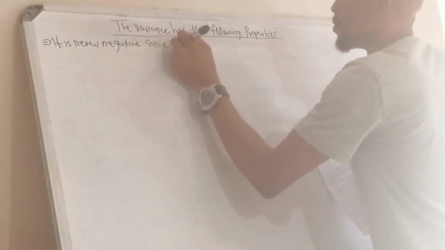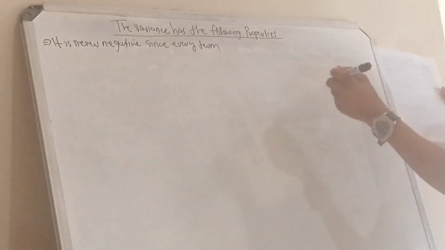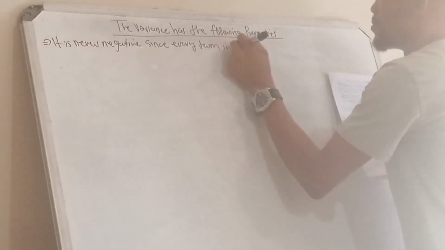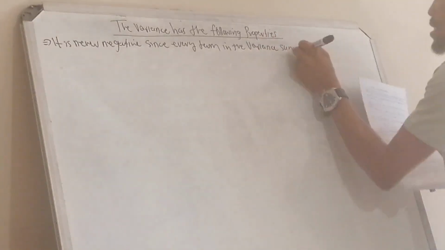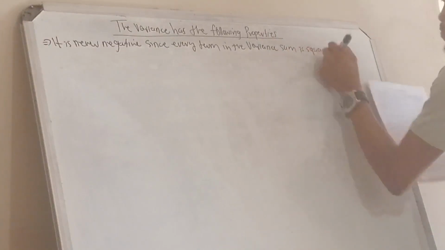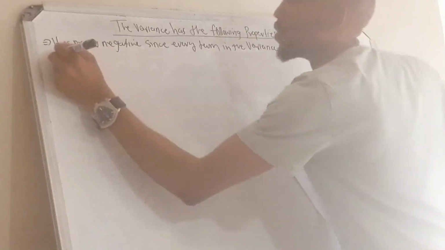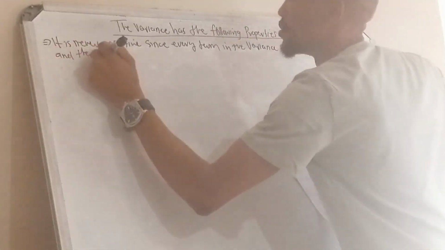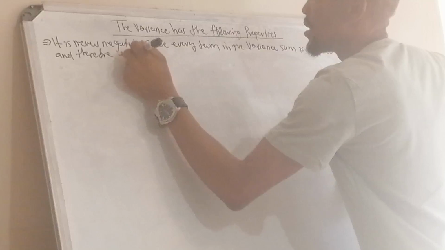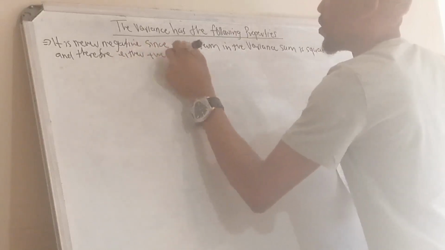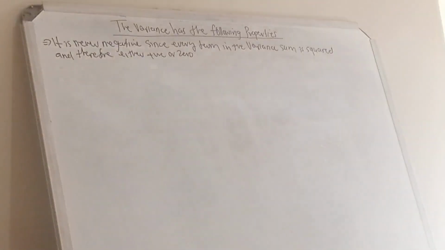It is never negative, since every term in the variance sum is squared, and therefore it is either positive or 0, because we can have an element equal to the mean, and then when you subtract the two you get 0, and 0 squared is 0.